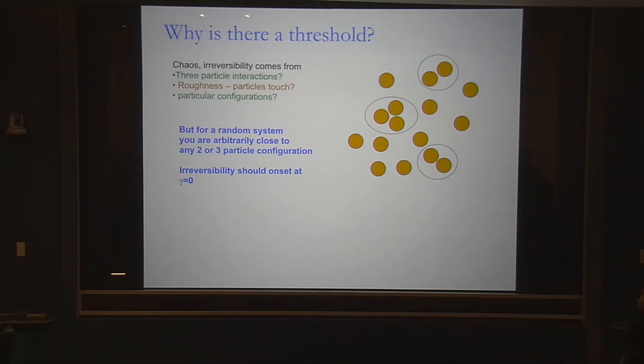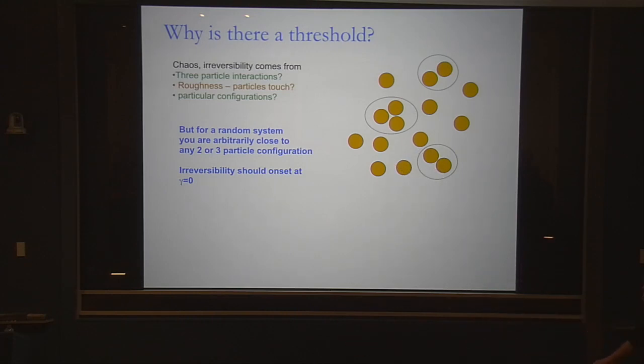So I didn't like this explanation at all, because I thought I knew something about random systems, having packed M&Ms. And one of the things I knew is that if you have a random system, sometimes you have two particles together. It's less probable, but you certainly have three particles that are close together or four, as many as you want.